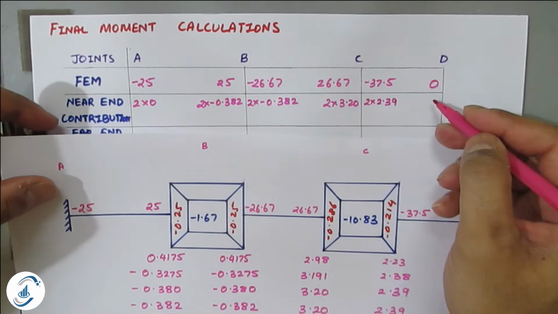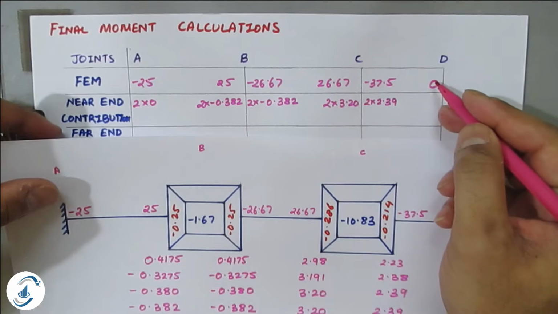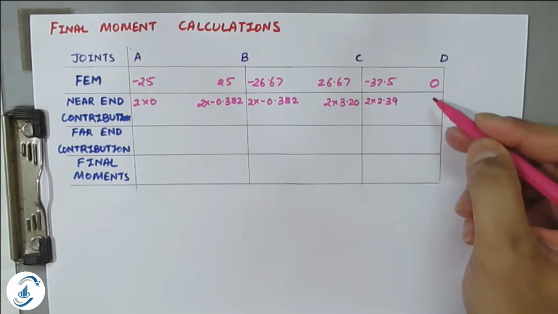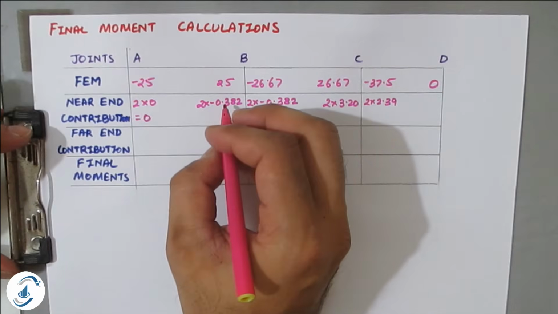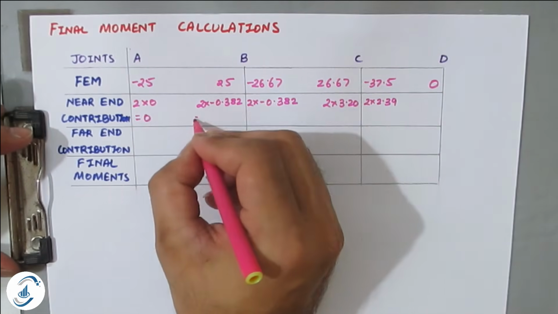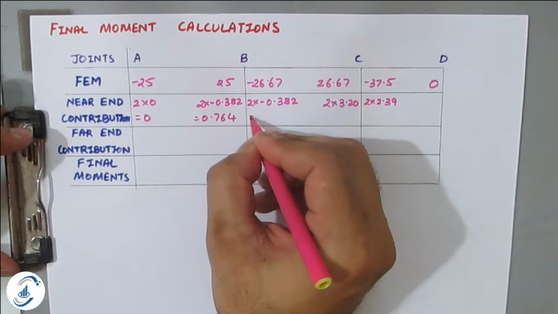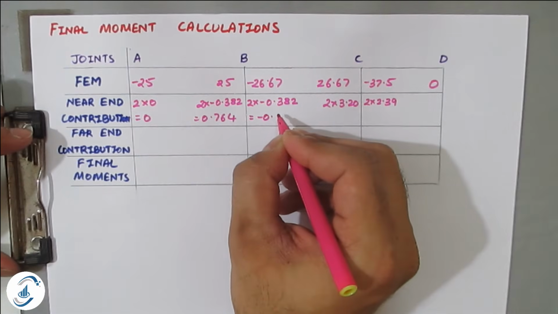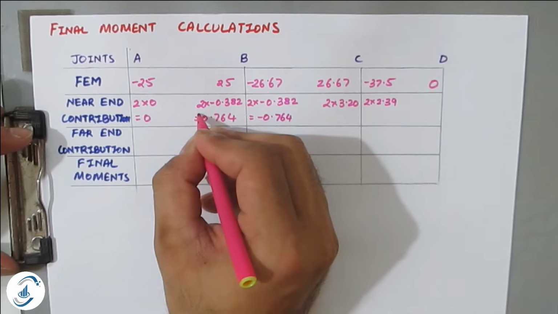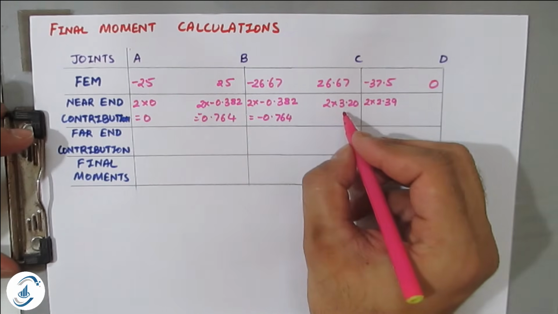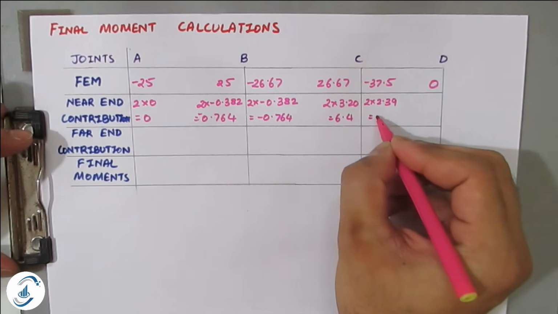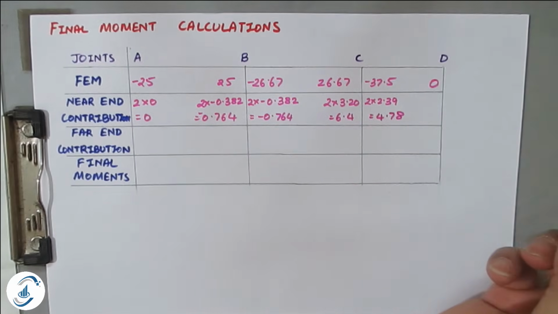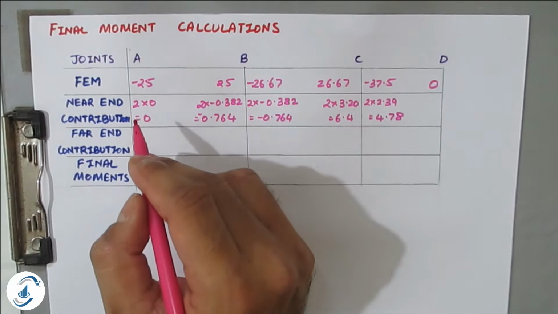Don't write anything here, already it is 0. If you make it 0, there will be no values in this particular column. So this will be 0. This will be minus 0.764. This will be minus 0.764. Here it is minus, consider it minus. So this will be 6.4. This will be 4.78. Always remember, near end contribution you have to multiply 2 times.